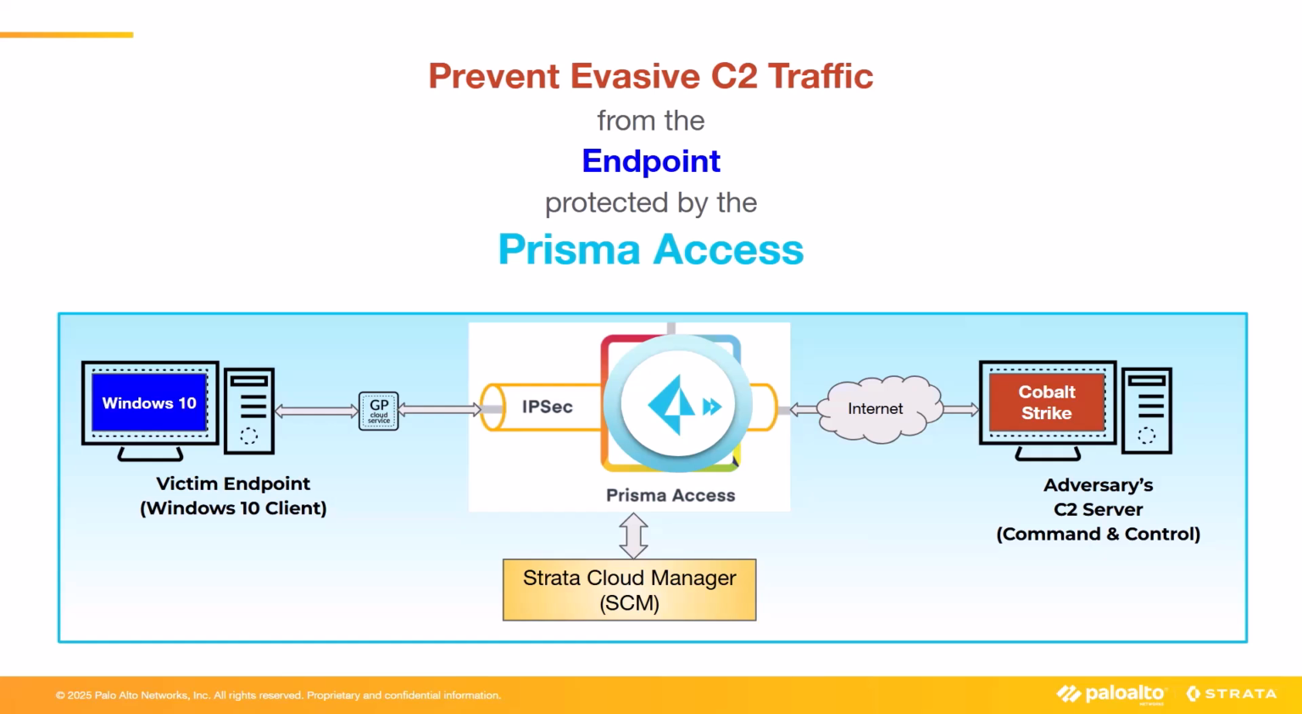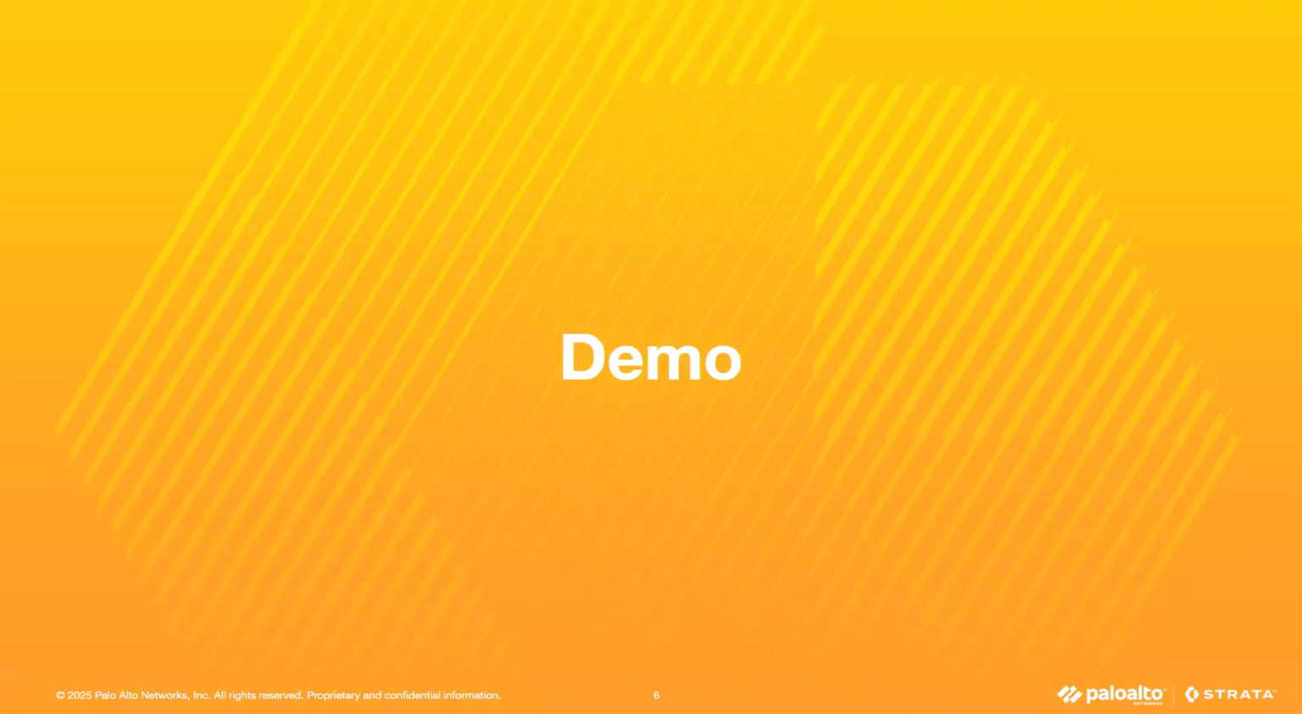This demo will show how advanced threat prevention detects and blocks the never seen before, hence evasive, C2 traffic from the victim endpoint. This Windows 10 endpoint is protected by the Prisma Access SASE solution, which is managed by Strata Cloud Manager or SCM. The C2 traffic from this endpoint is destined to the adversary's C2 server, for which we will use Cobalt Strike as mentioned in the previous slide. Let us start with the demo.